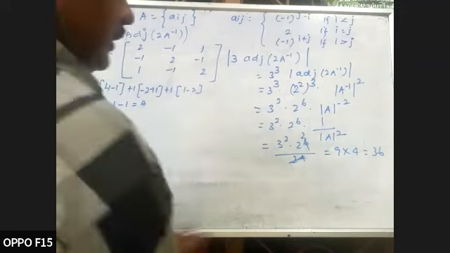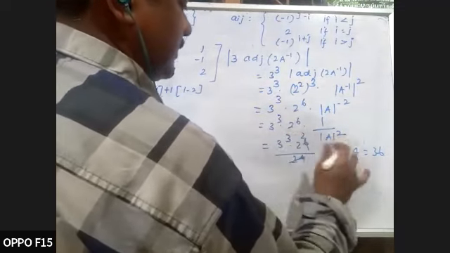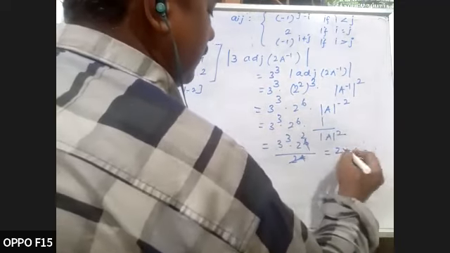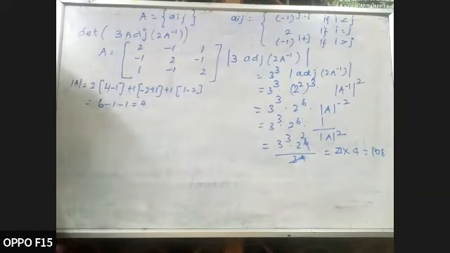3 power 3 square, 3 square, 3 power 3, 3 power 3, which is equals to 27 into 4, which is equals to 108. Take note.